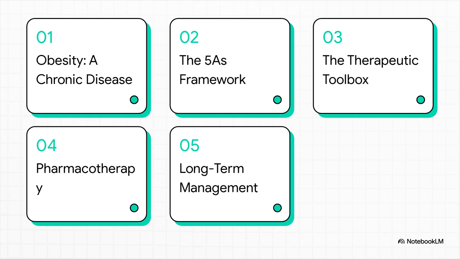First, we'll talk about reframing obesity as the chronic disease it truly is. Then, we'll walk through this fantastic counseling framework called the 5 A's. After that, we'll look at all the therapeutic tools we have available, do a deep dive into pharmacotherapy and those all-important side effects, and then we'll wrap it all up with the key principles for long-term success.